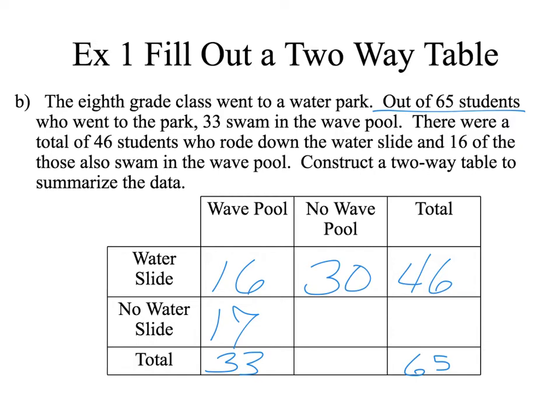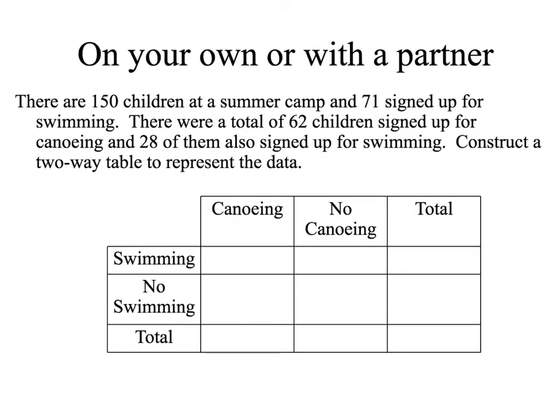And over here, it's going to be a 9. 19 there, so only 2 did not go in the wave pool or the water slide. And 32 students total did not go down the wave pool. Double check your bottom row. 33 plus 32 would in fact give me the 65 I'm looking for. Go ahead, try this one on your own.